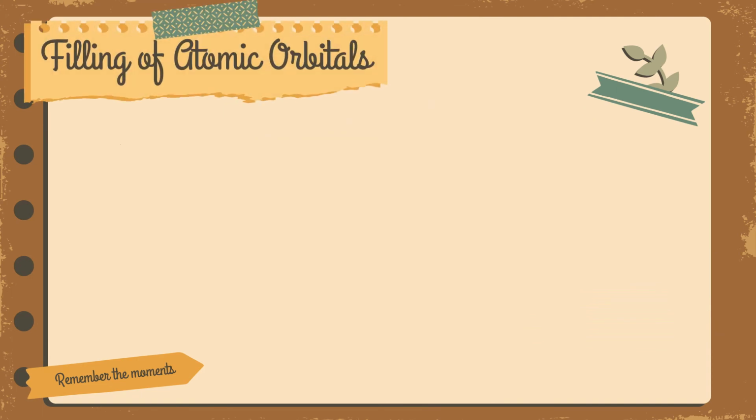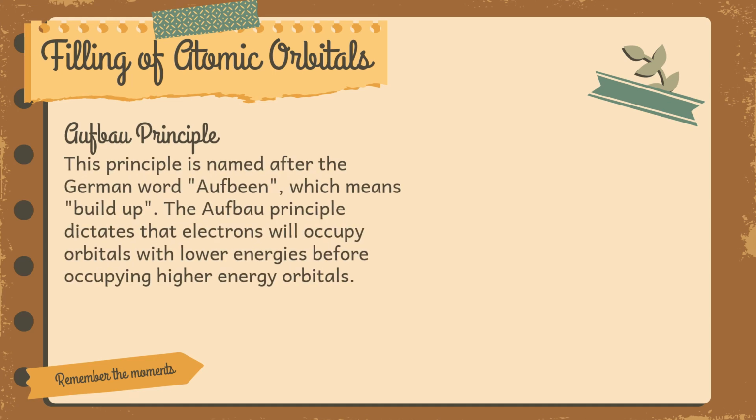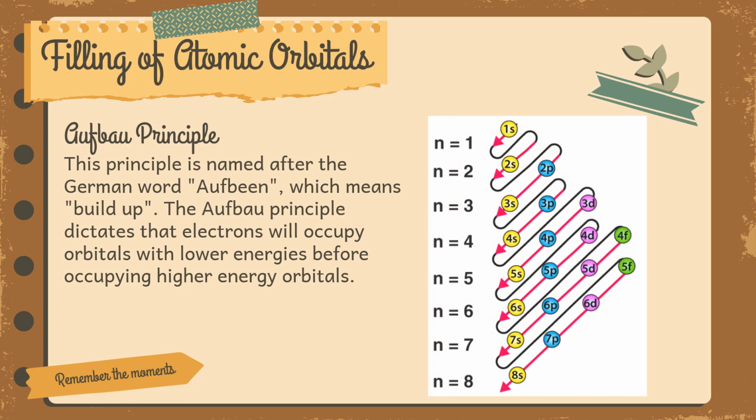Now, filling of atomic orbitals follows different principles. The first one is the Aufbau principle, named after a German word, Aufbauen, which means build up. The Aufbau principle dictates that electrons will occupy orbitals with lower energies before occupying higher energy orbitals or energy levels. So as you can see, it travels first on the lowest energy level, which is 1, then on energy level 2, then on 3, and so on.